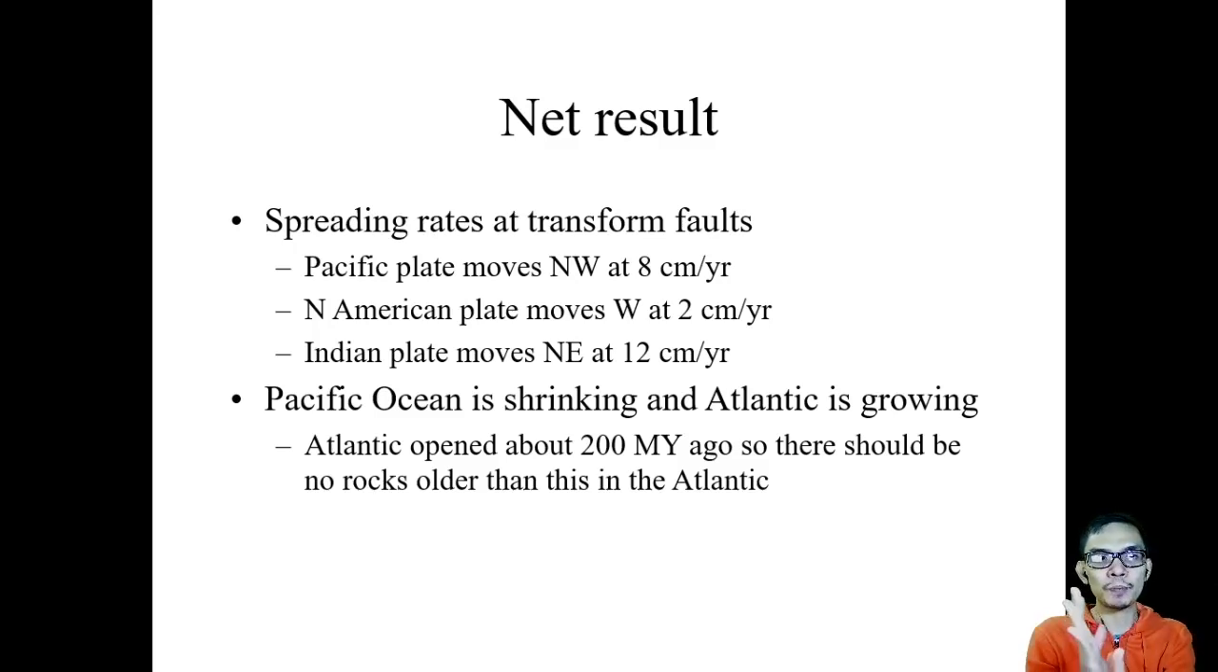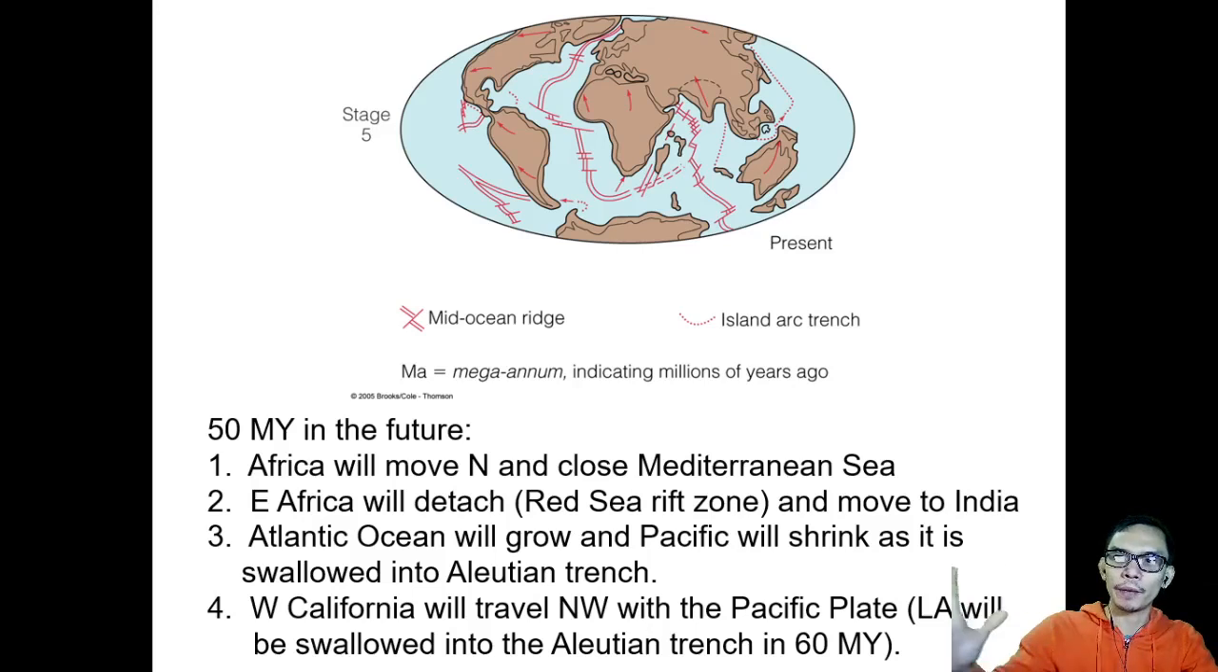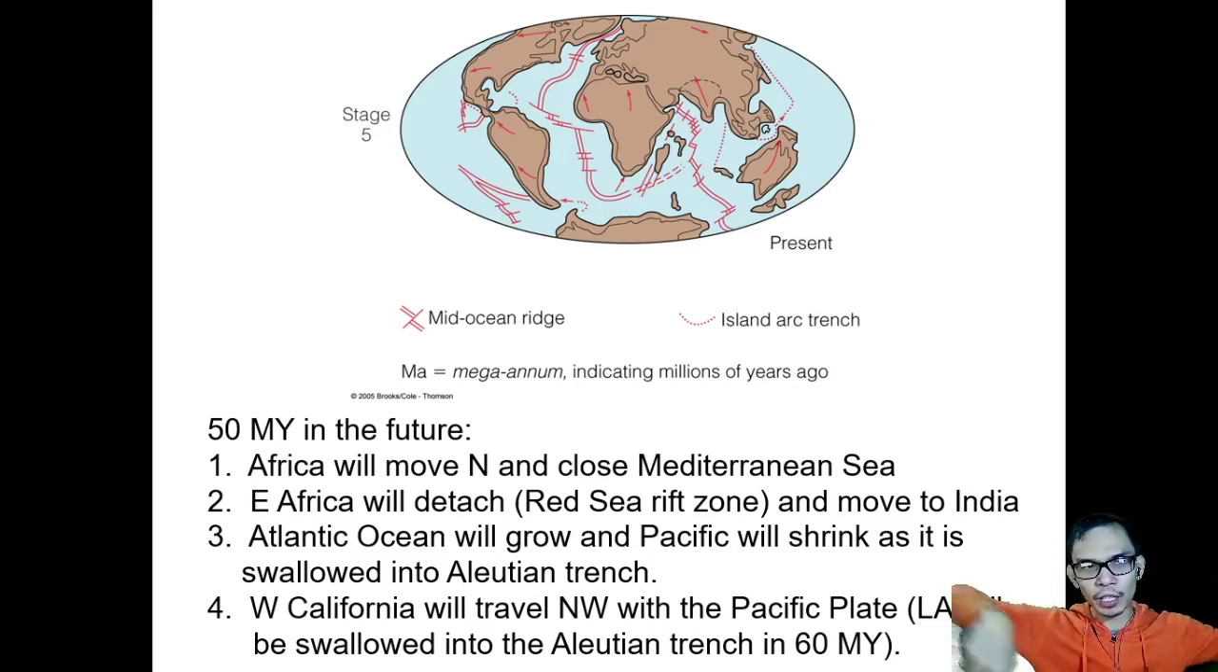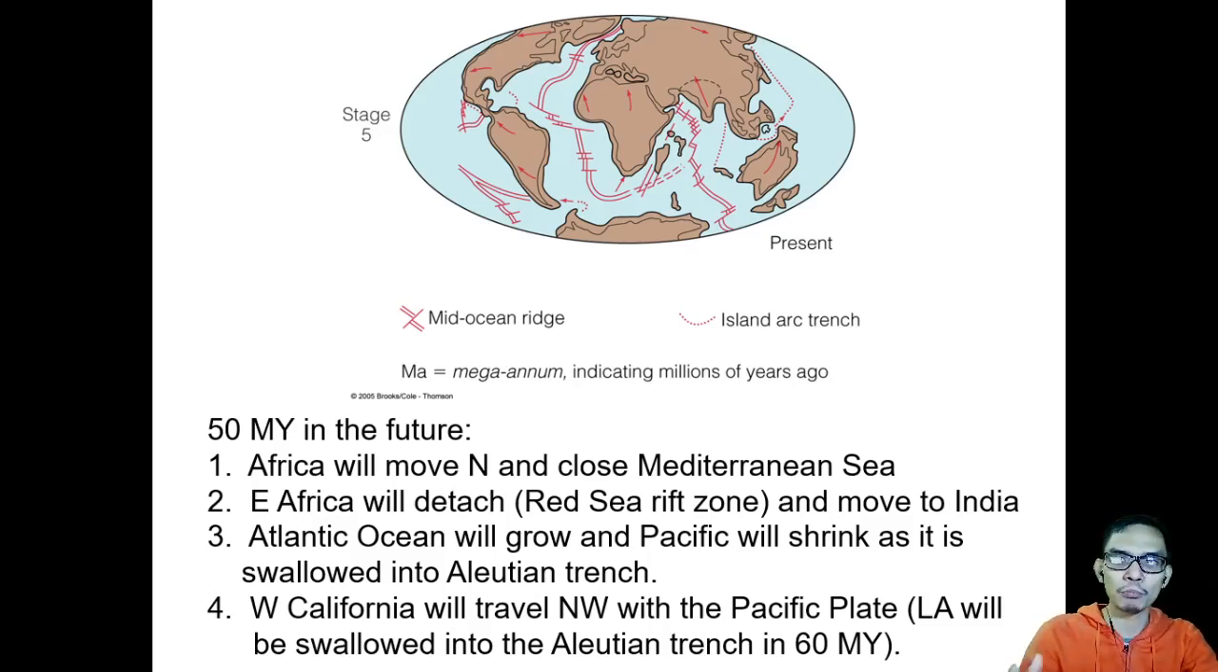The Pacific Ocean is being compressed as the North American plate moves westward, so this will be the net result. And after 50 million years from now, Africa will move north. It will close the Mediterranean Sea. As you can see, the Mediterranean Sea is very large, but it will be closed out as these plates move. The African plate is moving north to the Eurasian plate.